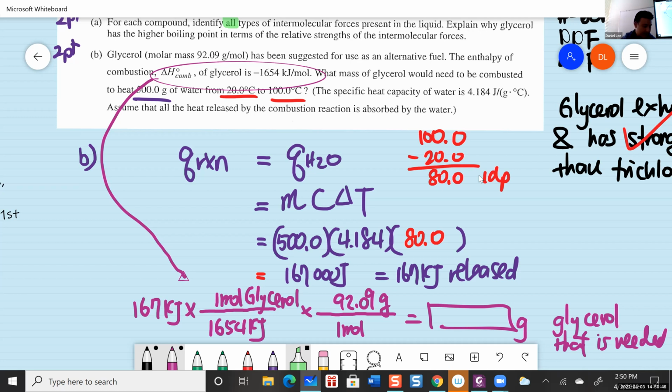So super easy here. So the answer is 9.3. I can't read this, but 9.3 something.